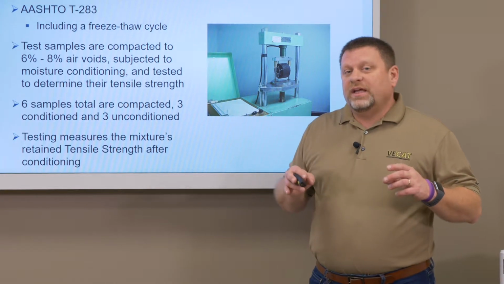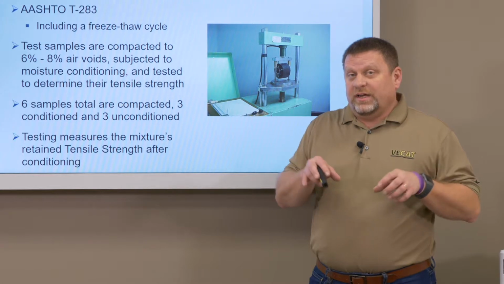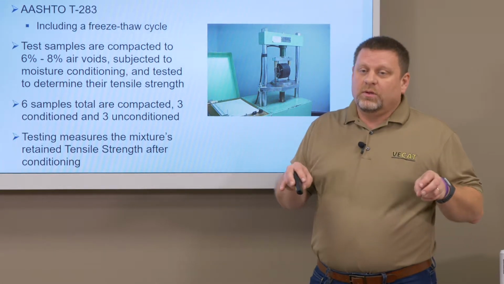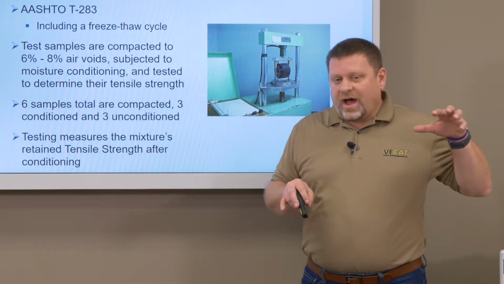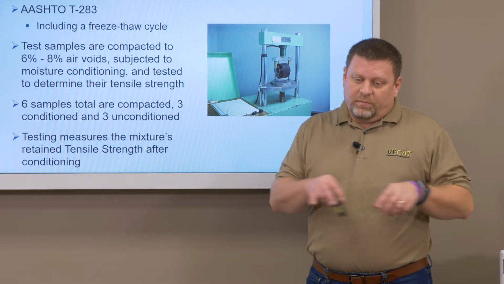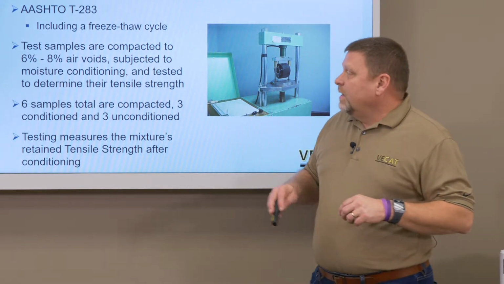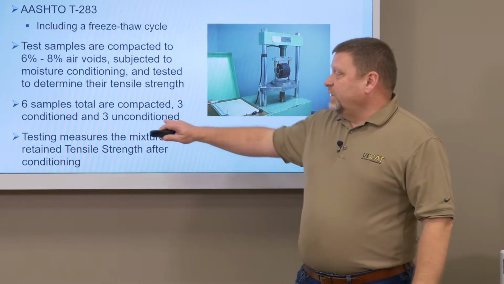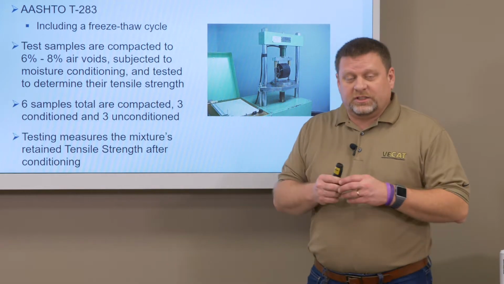All right, for this 3 each, it's important that the average air void content for each subset be as close as possible to matching, to being the same. In other words, you don't want all the high air void content on one side and all the low air void content on the other. You want to have them mixed up so that everybody's about the same. Okay, so once we've divided that, 3 of these will be conditioned and 3 are unconditioned.